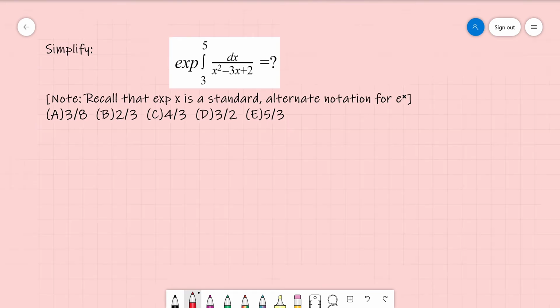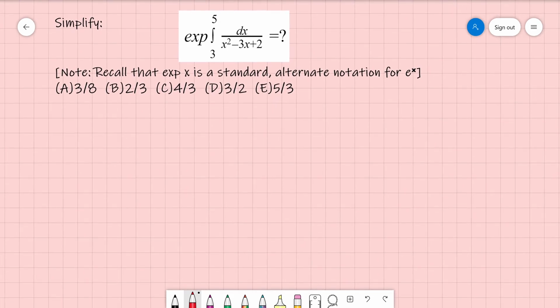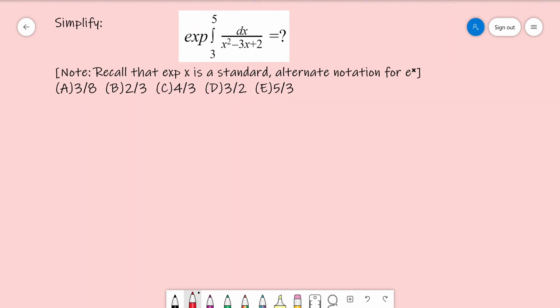So here we're asked to simplify this expression, where exp is the exponential function, e to the power of whatever that integral comes out to be. So the trick here is to, first of all, integrate this integral, and we're going to need to do that using what's called partial fractions. So what that means is we have to break up this fraction. So we'll do some scratch work here on the side.